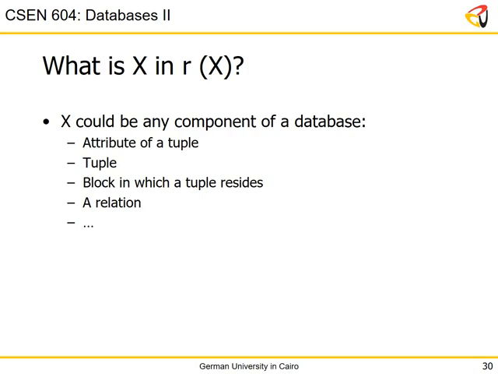Now here, and this will be the surprising part to you, X varies from one database engine to another. So X could be an attribute of a tuple, like a specific record. It could be a tuple or a row. It could be a page that the tuple is in. It could be even a relation.